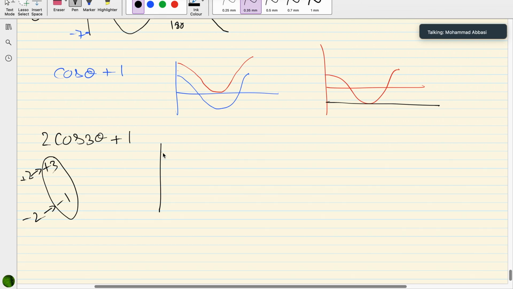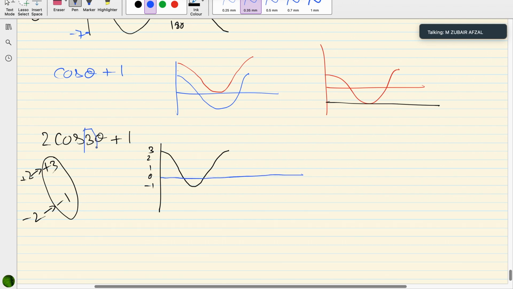Keeping it in 4 lines. Let me check. Just give me a minute. So this is 3 and this is minus 1, 2, 1, 0. So now at our 0 we can draw this.